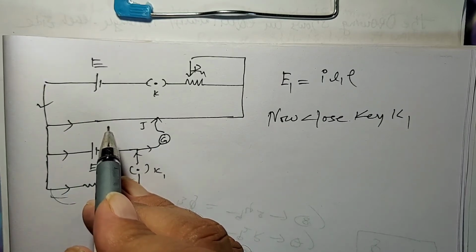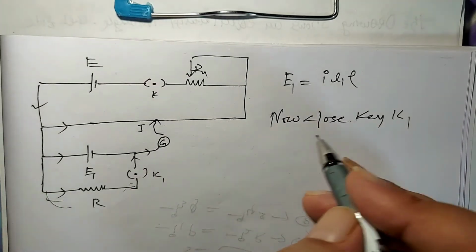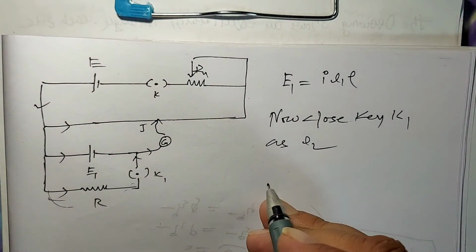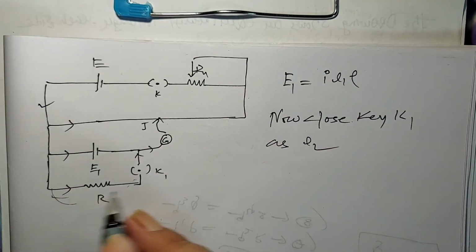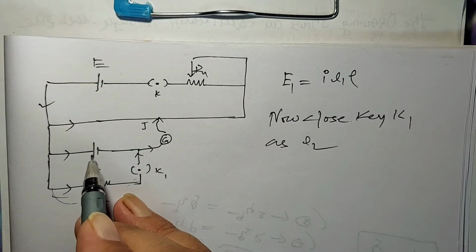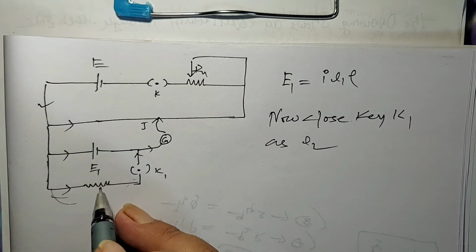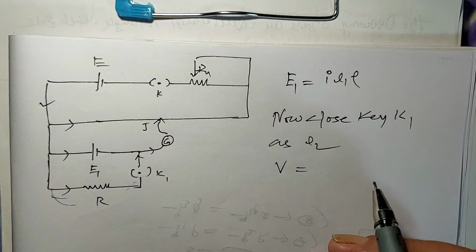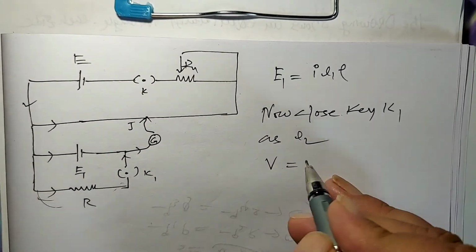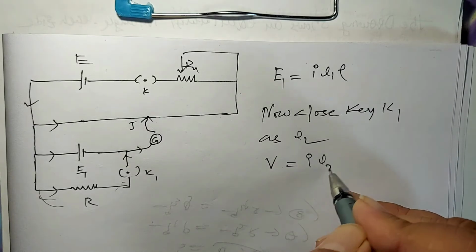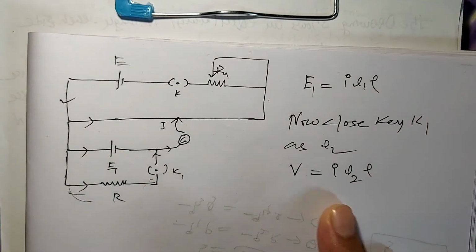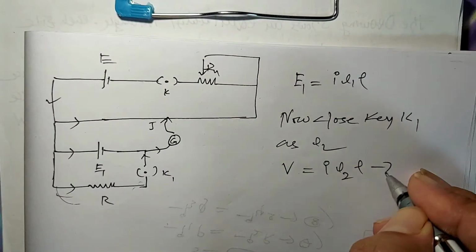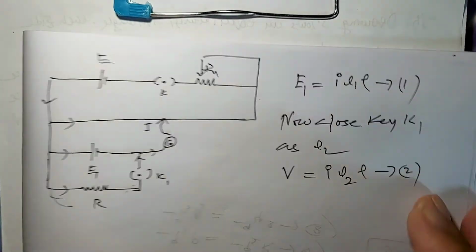Note the balancing length in the second case as L2. Now, since this circuit is a closed circuit, the potential difference between the two terminals of a cell in a closed circuit is called the terminal potential difference. The terminal potential difference is V. That V is balanced by I L2 rho. I L2 rho means the potential difference between the 2 points on the wire. So this is equation 2 and the earlier one is equation 1.